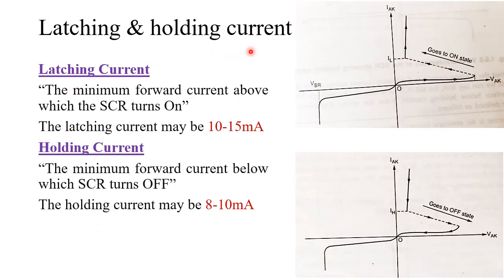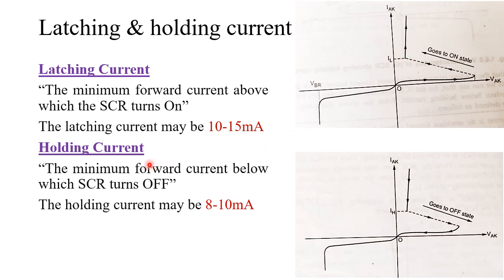Latching current and holding current. Latching current: the minimum forward current or anode current above which the SCR turns on is called latching current. Here in this picture you can see IL is the latching current, and you can see the arrow mark moving upwards. That means it is in the forward conduction mode, and IL is the minimum current above which the SCR turns on.